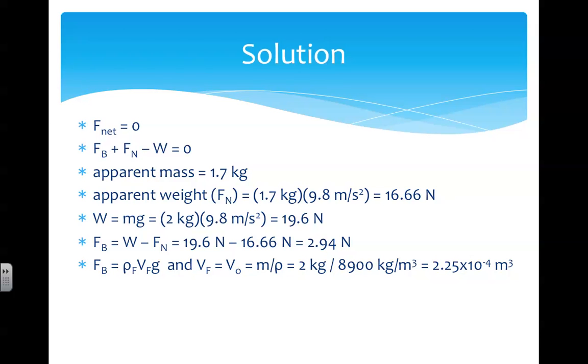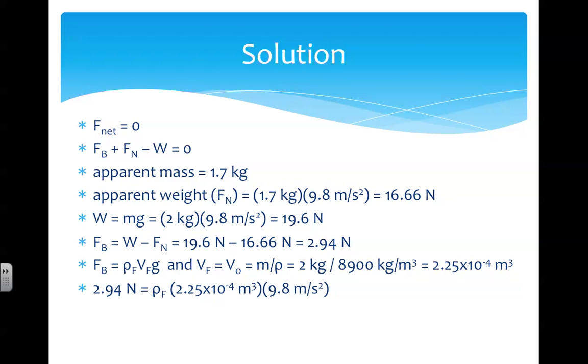But buoyant force is equal to density of the fluid times the volume of the fluid times g. And it's also known that volume of the fluid displaced is equal to the volume of the object, and volume of an object is equal to mass divided by density, or the 2 kilogram mass divided by the density of copper, which is 8,900 kilograms per meter cubed. And we find the volume to be 2.25 times 10 to the minus 4 meters cubed.